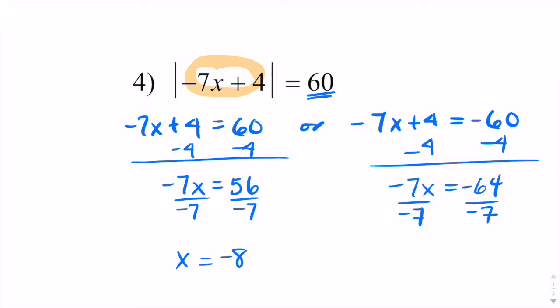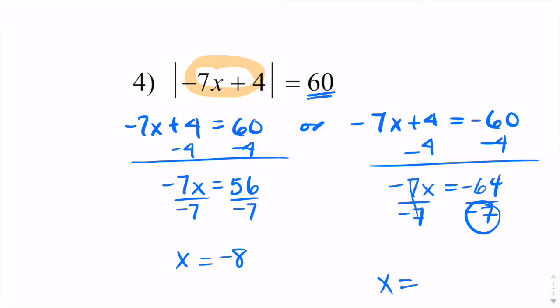Now, in this example, 64 cannot be divided by negative 7 because it doesn't go in evenly. It doesn't go a whole number of times, and they don't have a common factor. 7 is a prime number, so the only factors of 7 are 7 and 1. So we can't reduce it any further.